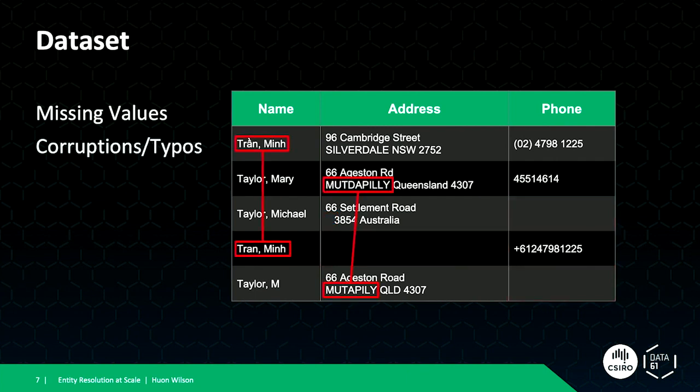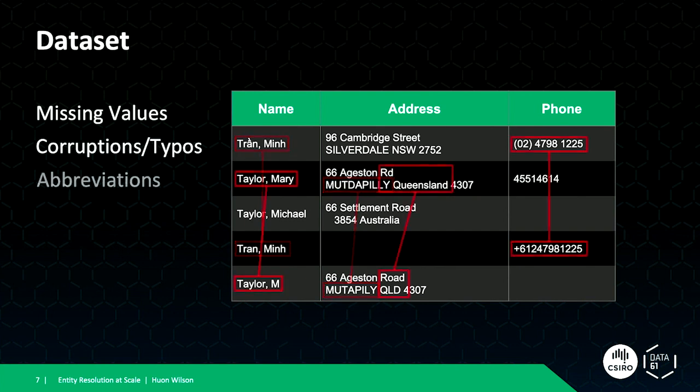There's also typos or corruptions. So Min Tran has lost the diacritics on her A, and this suburb has been misspelled. And, of course, there's abbreviations and initialisms. So Mary Taylor has become M. Taylor, Road has become RD, and some of the phone numbers don't list the country code. Entity resolution is taking these 5 records and resolving them down to the 3 people that they represent.